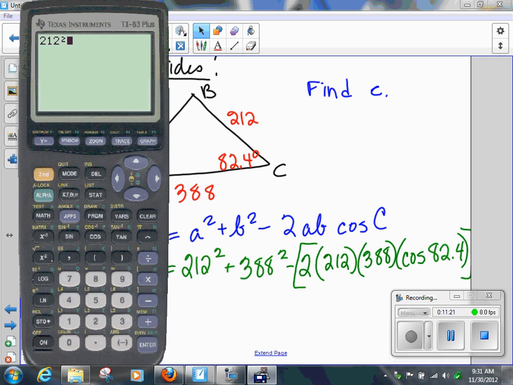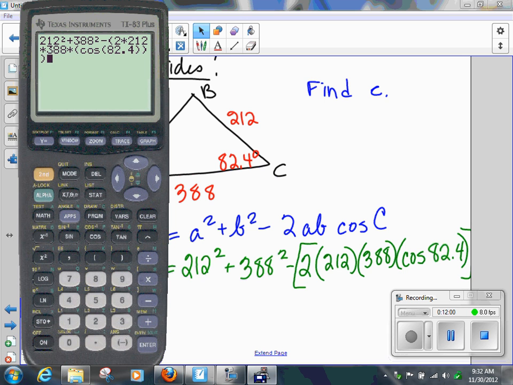212 squared plus 388 squared minus the bracket. And then I'm going to go 2 times 212 times 388 times, and I'm putting parentheses around my cosine, 82.4. Close that parentheses. Now I've got to close the cosine parentheses. Now I've got to close the bracket parentheses. So see, I don't ever use the fancy brackets. I just always double up on my parentheses.